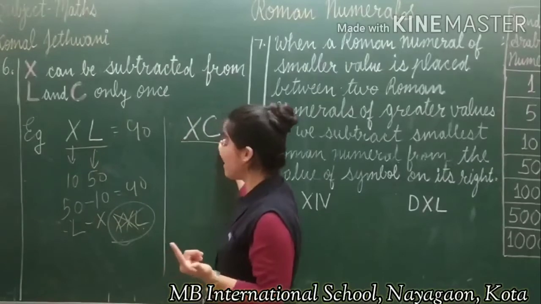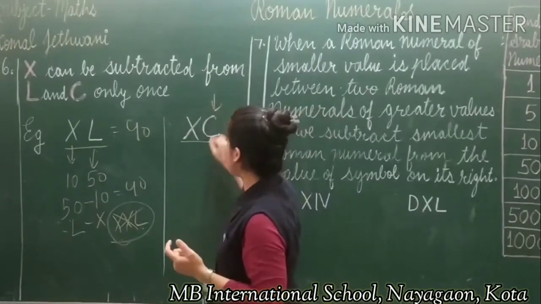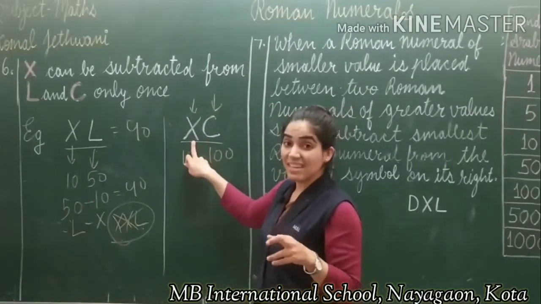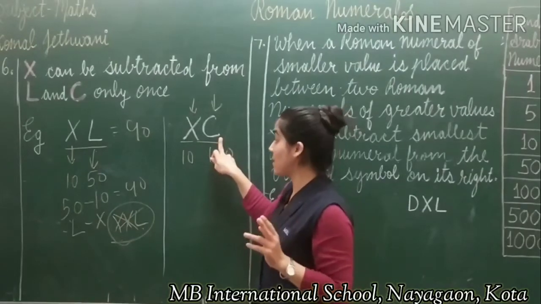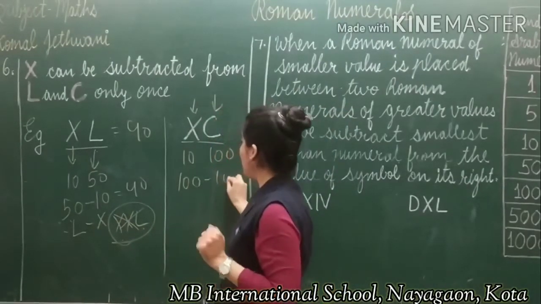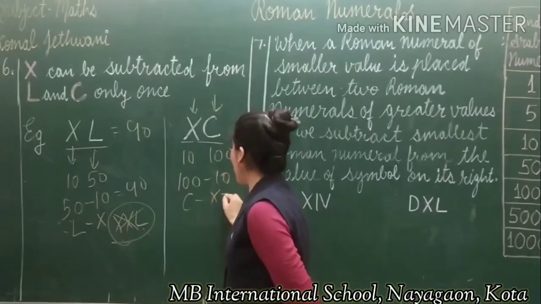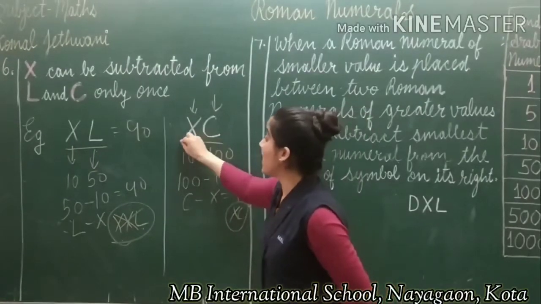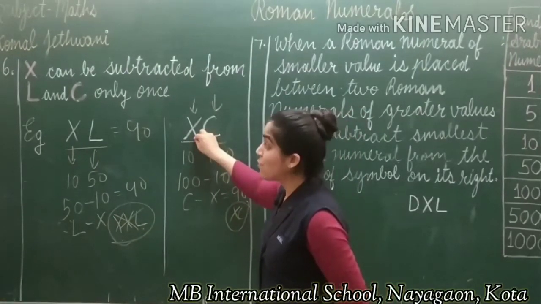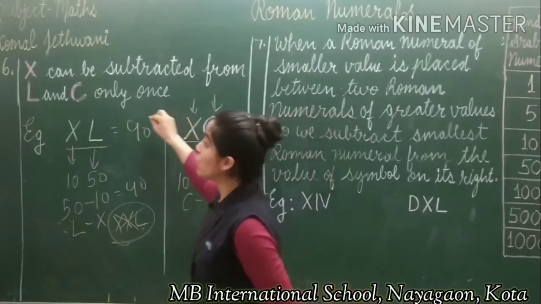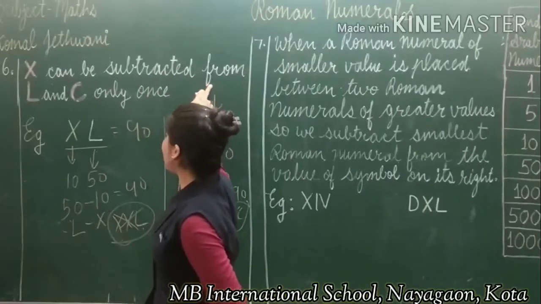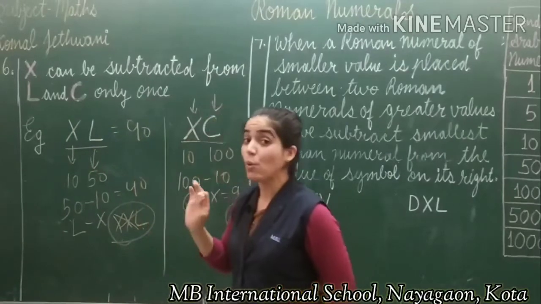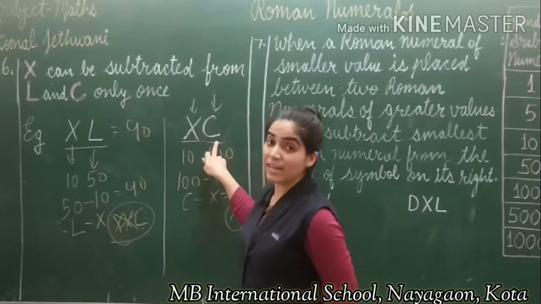The next rule is XC, in the next example. Here you can see I have taken C as 100 and X as 10. According to the rule, the smaller value is written at the left side of the greater value, which means we have subtracted 10 from 100. We have subtracted X from C and we got the answer 90, XC. This is also done only once. To get 90 we have written X on the left side of C once. So X can be written on the left side only once to L and C, to find the answer.